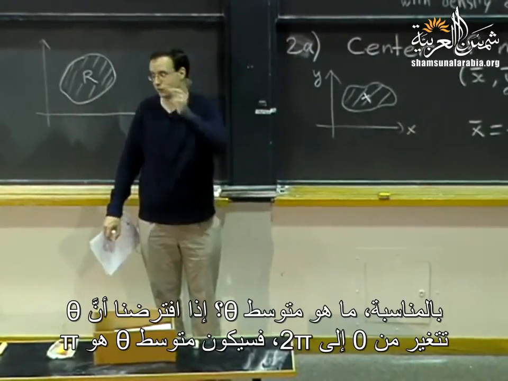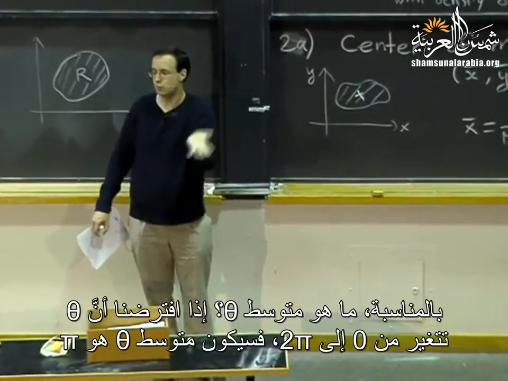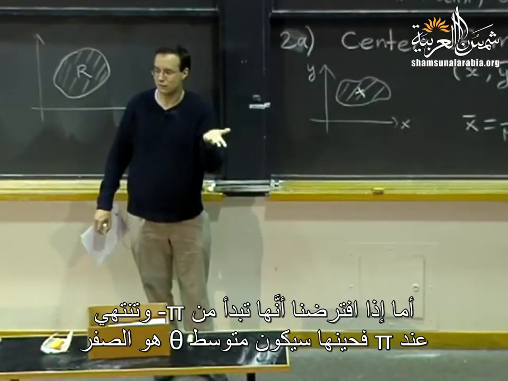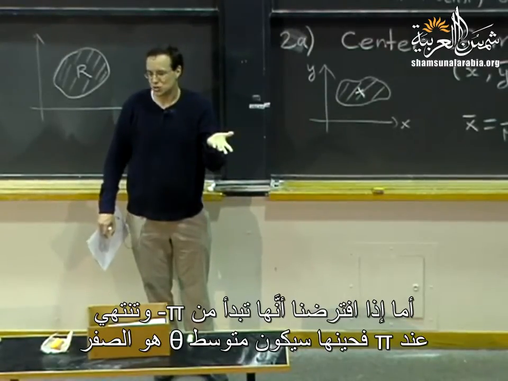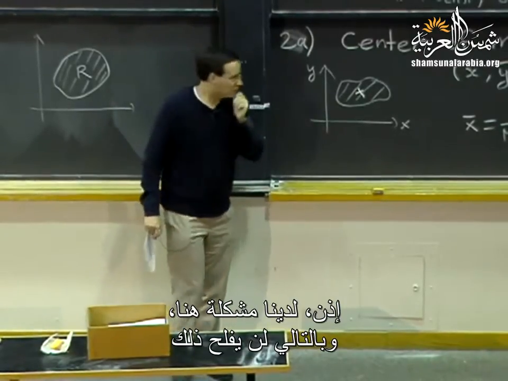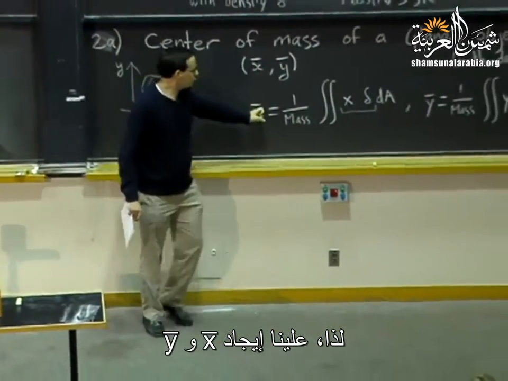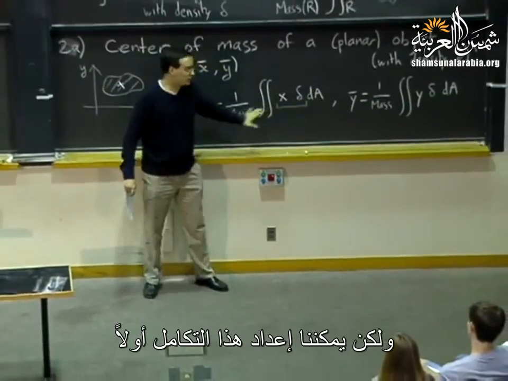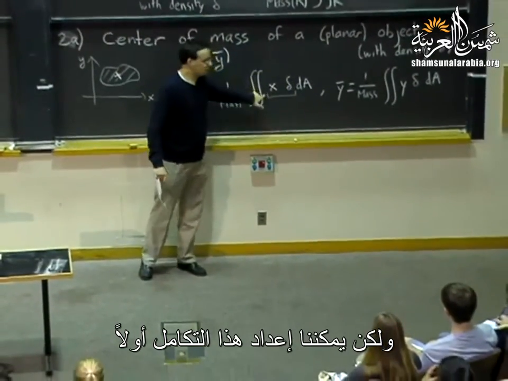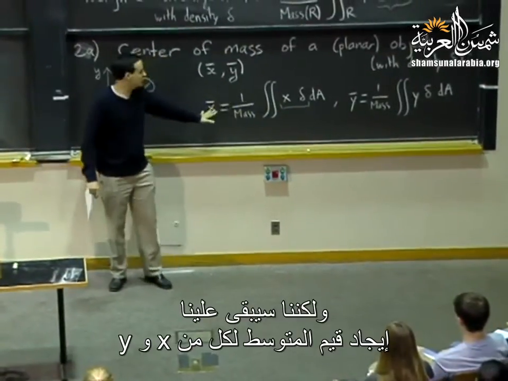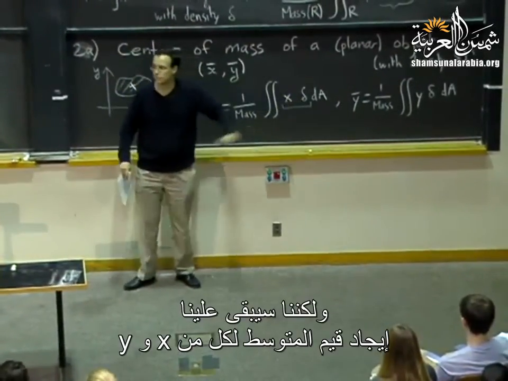By the way, what's the average of theta? If you take theta to go from 0 to 2 pi, the average theta will be pi. If you take it to go from minus pi to pi, the average theta will be 0. So there's a problem there. So that actually just doesn't work. So we really have to compute x bar and y bar. But still, we could compute them. We could set this up and then switch to polar coordinates to evaluate this integral. But we'd still be computing the average values of x and y.